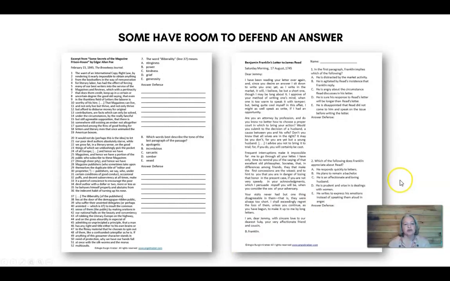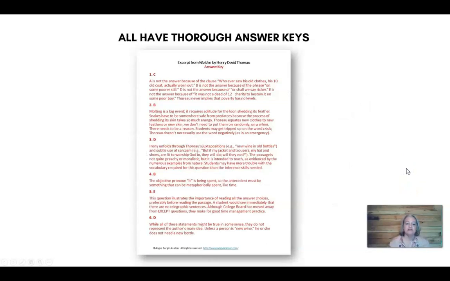Some of them have room for students to defend an answer. So if one of them has 3 or 4 questions on it, there's probably not room to defend an answer. But if it just has 2 and the answer choices are not particularly long, then I've left a little bit of room for students to explain why they chose the answer that they chose, or even to go at it backwards, why they didn't choose the other answers. It helps them sometimes to change their answer choices. And all of those, of course, have thorough answer keys. Nobody's expected to have to come up with that on the fly.